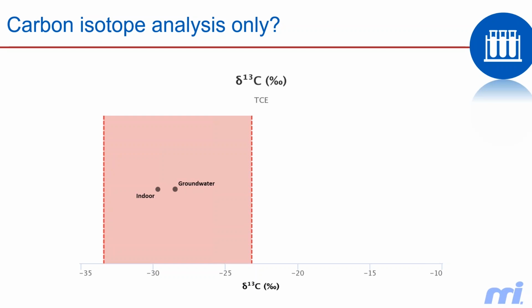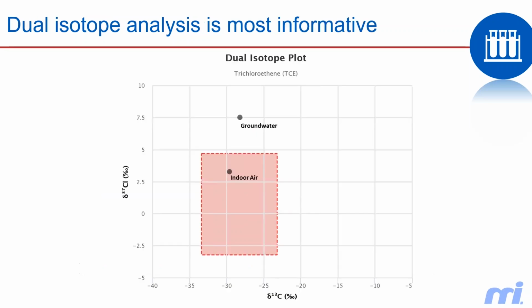Based on carbon only, we might assume that these came from the same source, that it was vapor intrusion. But if we add on that extra line of evidence, that extra dimension of the chlorine, we can see that these are pretty different. So this highlights the necessity to use the dual isotope plot for fingerprinting for the best results that you can get.